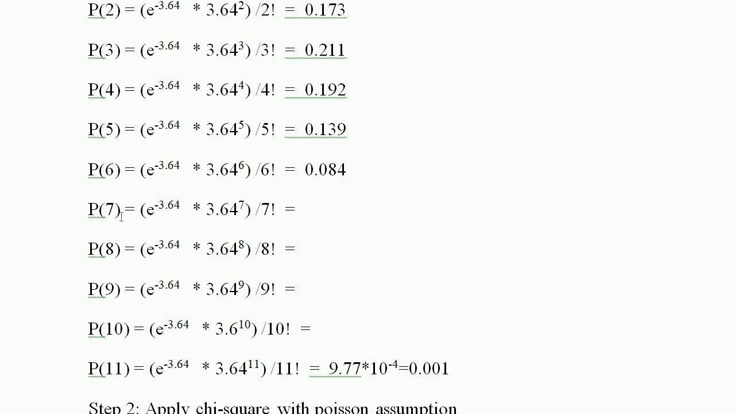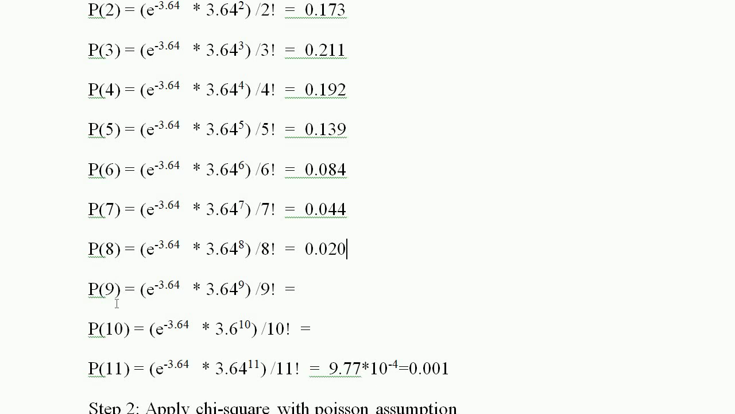Again, next value P of 7: e to the power minus 3.64 into alpha to the power x, where x value is 7, divided by x factorial, that is 7 factorial. The value you are going to get is 0.044. Again, P of 8: e to the power minus 3.64 into 3.64 to the power 8 divided by 8 factorial. That is the value 0.020 you are going to get.